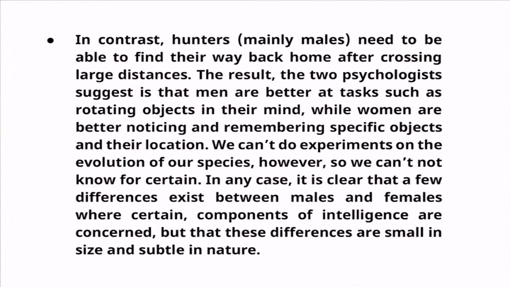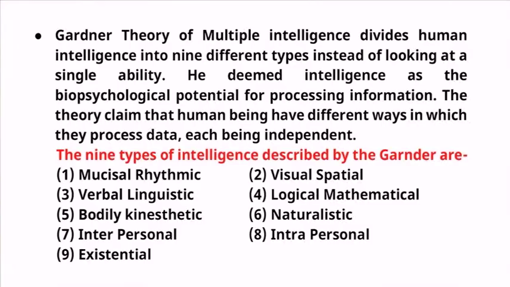We can't do experiments on the evolution of our species, so we can't know for certain. We can't say with certainty that this happened. In any case, it is clear that a few differences exist between males and females where certain components of intelligence are concerned, but these differences are small in size and small in nature. They are not that significant, and experiments on evolution are not possible. Now, there are so many theories of intelligence.